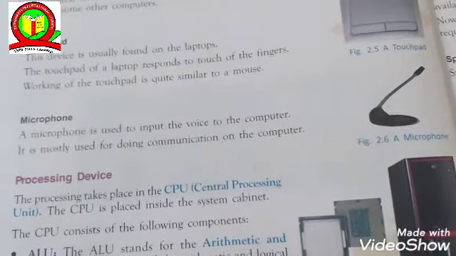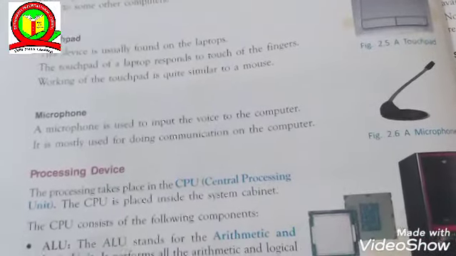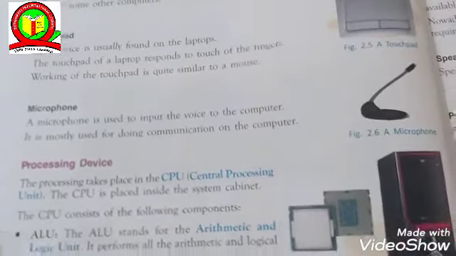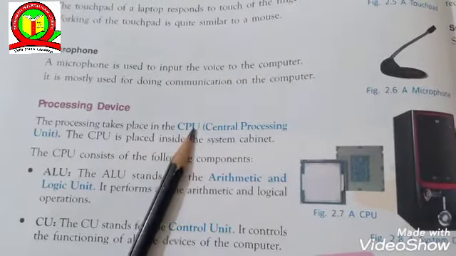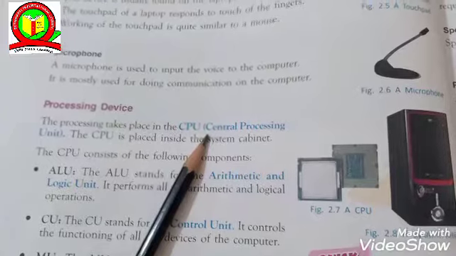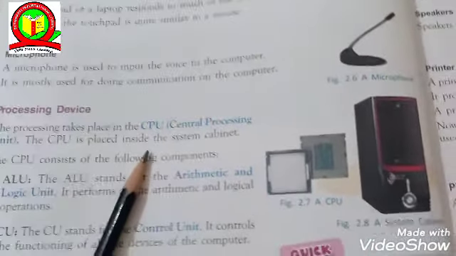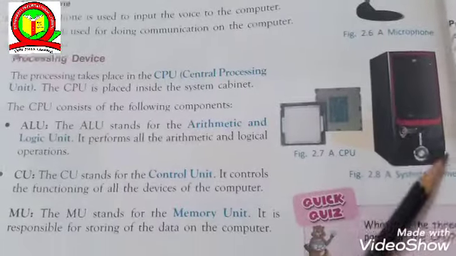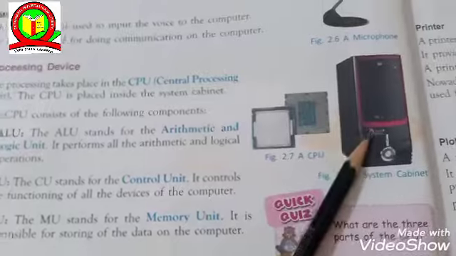Now we will discuss the processing device. The processing takes place in the CPU, that is the central processing unit. The CPU is placed inside the system cabinet. Here the system cabinet is there, and in this a CPU is placed.